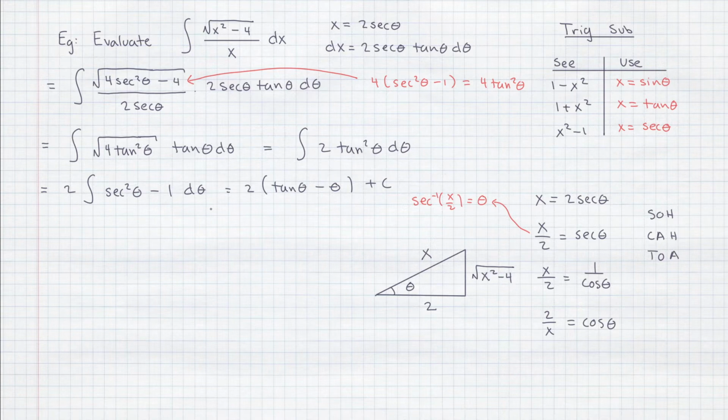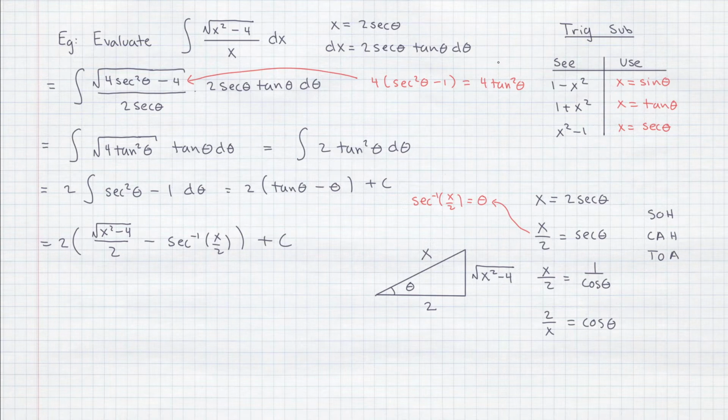All right, so now I'm trying to figure out what to plug back in for tangent. So tangent is opposite over adjacent. So here I have opposite over adjacent minus theta. That's it. So basically the way that these play out is you look at the expression that you have in your original problem, and based on that, you're going to decide which trig sub to make.